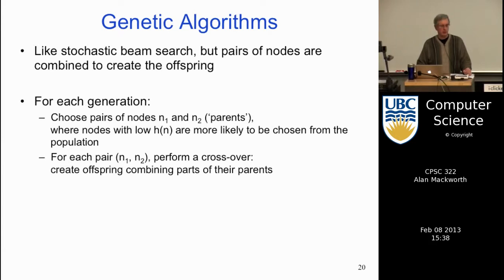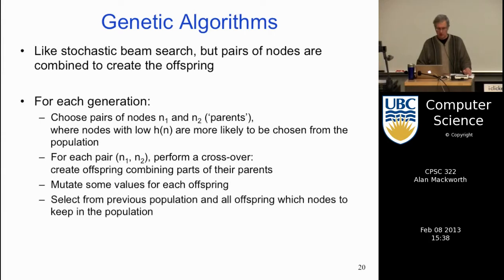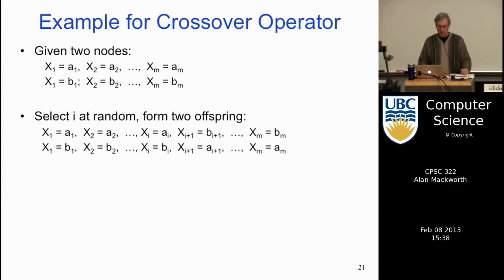And what we mean by crossover here is crossing over the values. You mutate, and then you put in some randomness, genetic variation, mutate some values for the offspring, and select from the previous population and all the offspring which nodes to keep in the next generation. Okay? So this would be a crossover example. If I've got two nodes with these bindings for the variables, you just select some point i to chop the first node and swap the values for the first node up to that point with the values for the second node up to that point and get two offspring. Okay, so we've swapped the values. The A values here came from there, and the B values came from there.